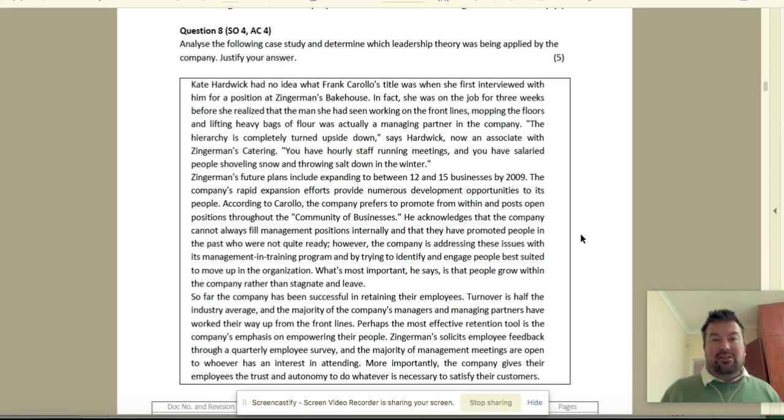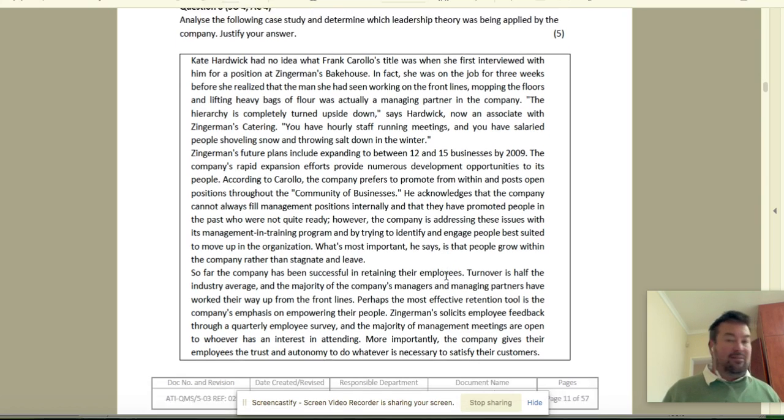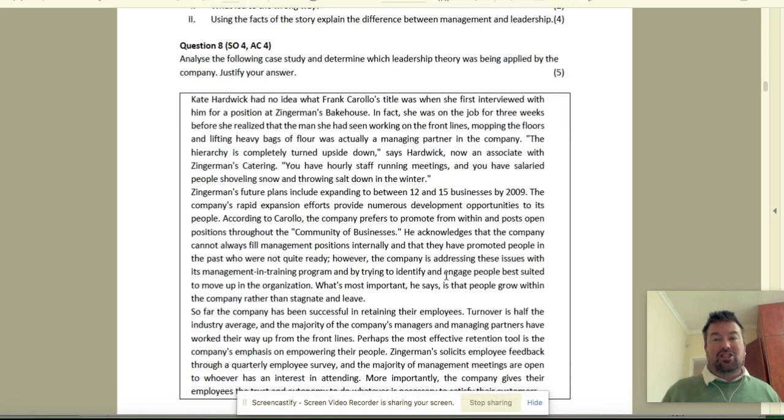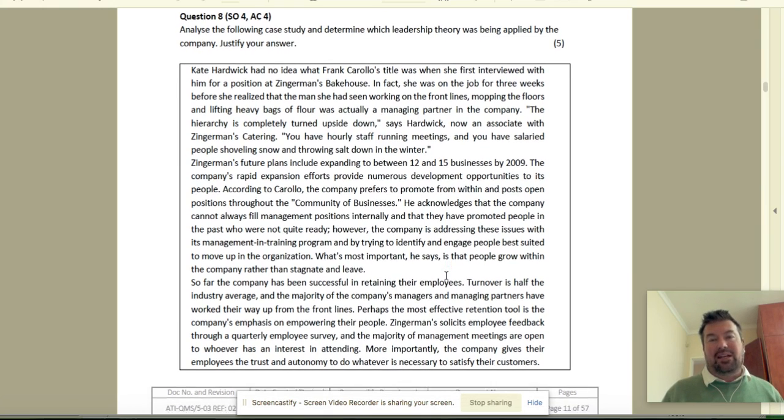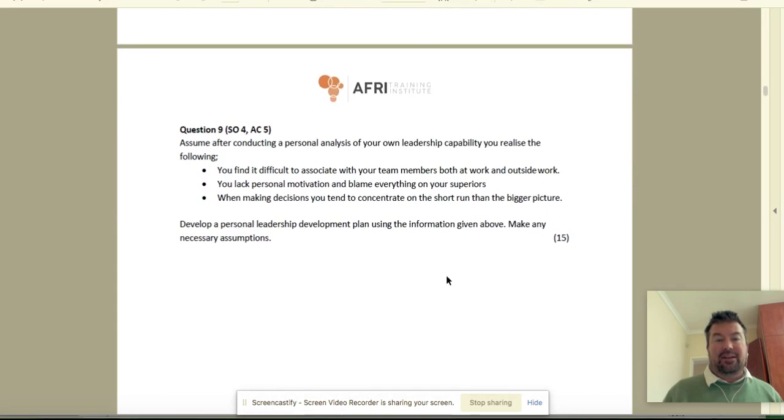And so, what I want you to do is to understand what leadership theory, okay, so not leadership style anymore, leadership theory. So, transactional, trait, servant, visionary, and transformational. Based on this, tell me which theory was being applied by the company. Okay. And then I want you to justify your answer. So again, it's 5 marks. So 1 mark will be for telling me which theory, and the other 4 marks will be telling me why you believe it is that specific theory.